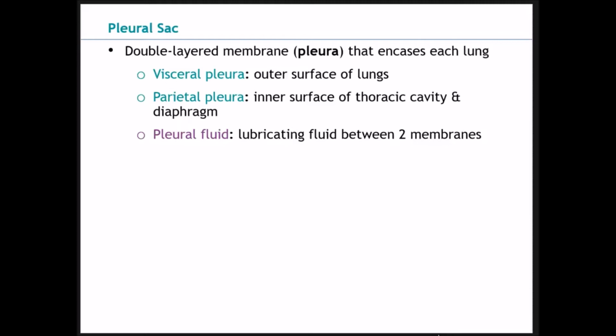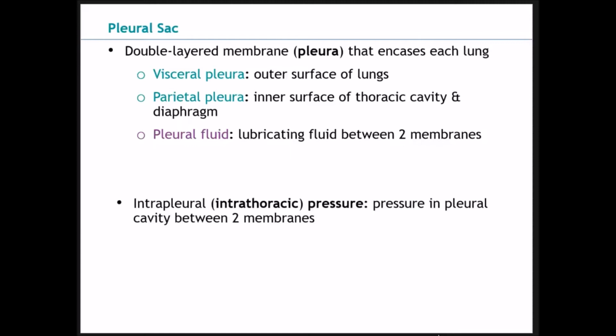Let's talk about another important factor about that fluid: the fluid itself will create a pressure. The pleural fluid creates an intrapleural, also called intrathoracic, pressure. This is the pressure in the pleural cavity between those two membranes, between the visceral and the parietal. So let's talk about what that pressure results in. First, we have to note that this pressure is less than atmospheric pressure. We haven't really defined atmospheric pressure yet. Just know that atmospheric pressure, also called barometric pressure, is the force exerted by the atmosphere at a given point.